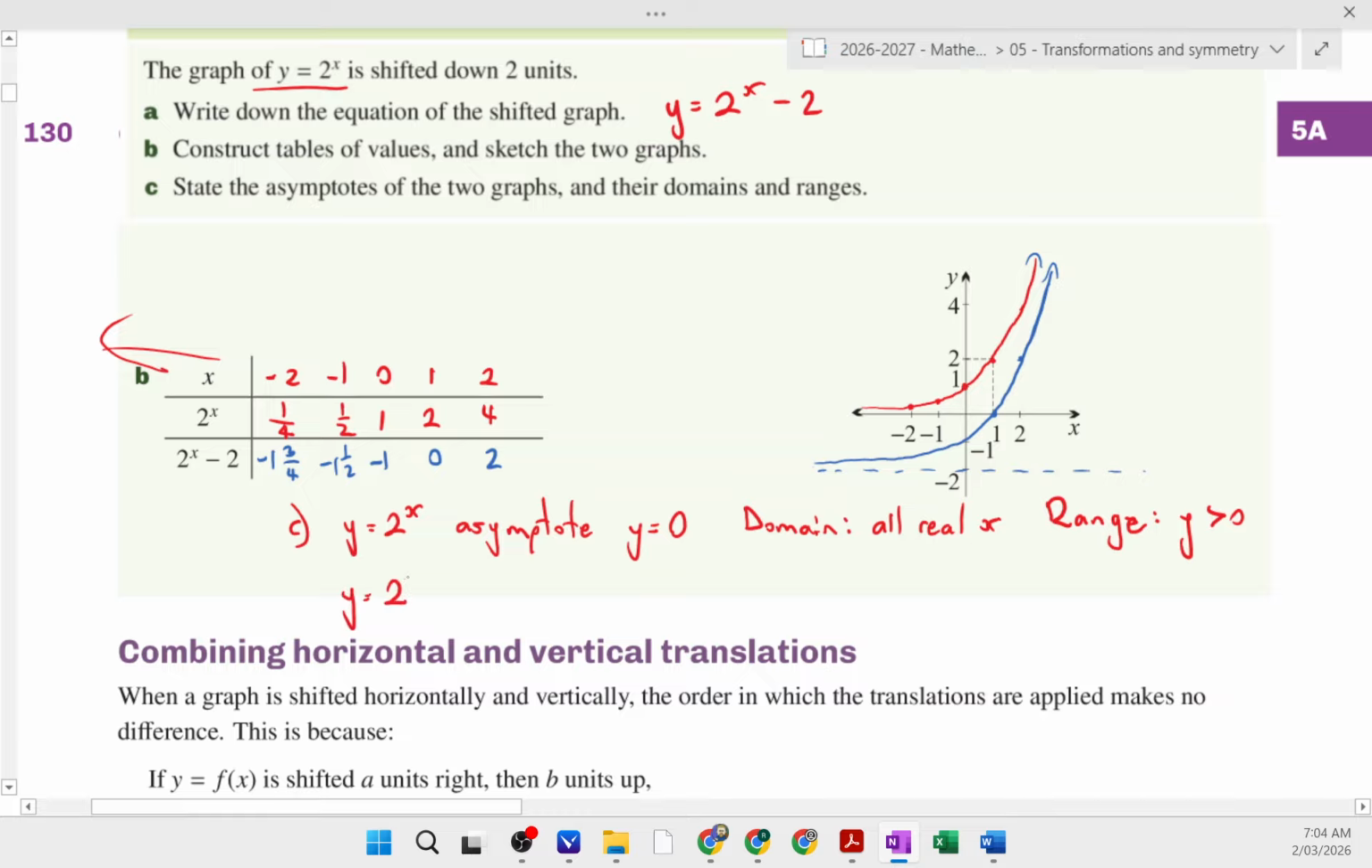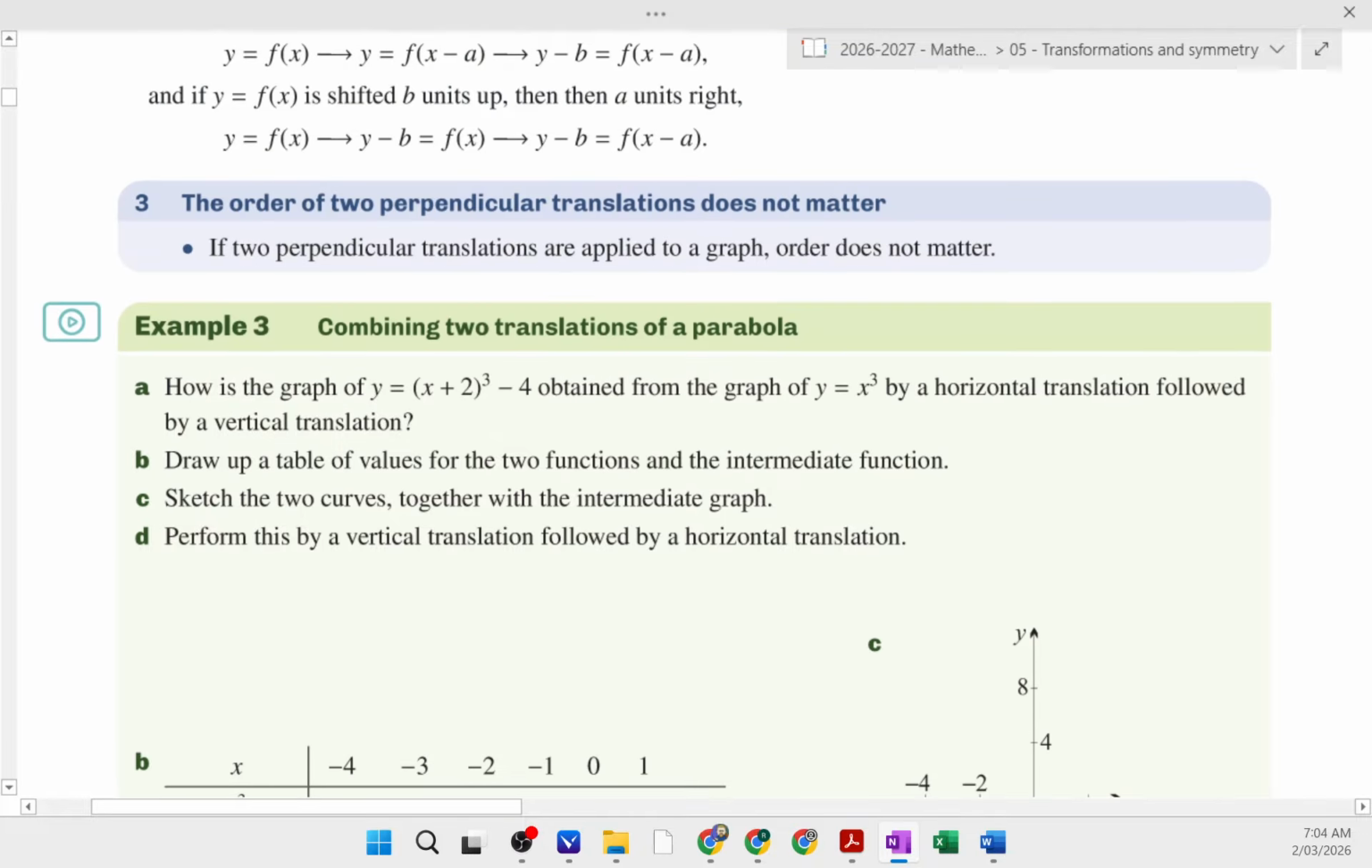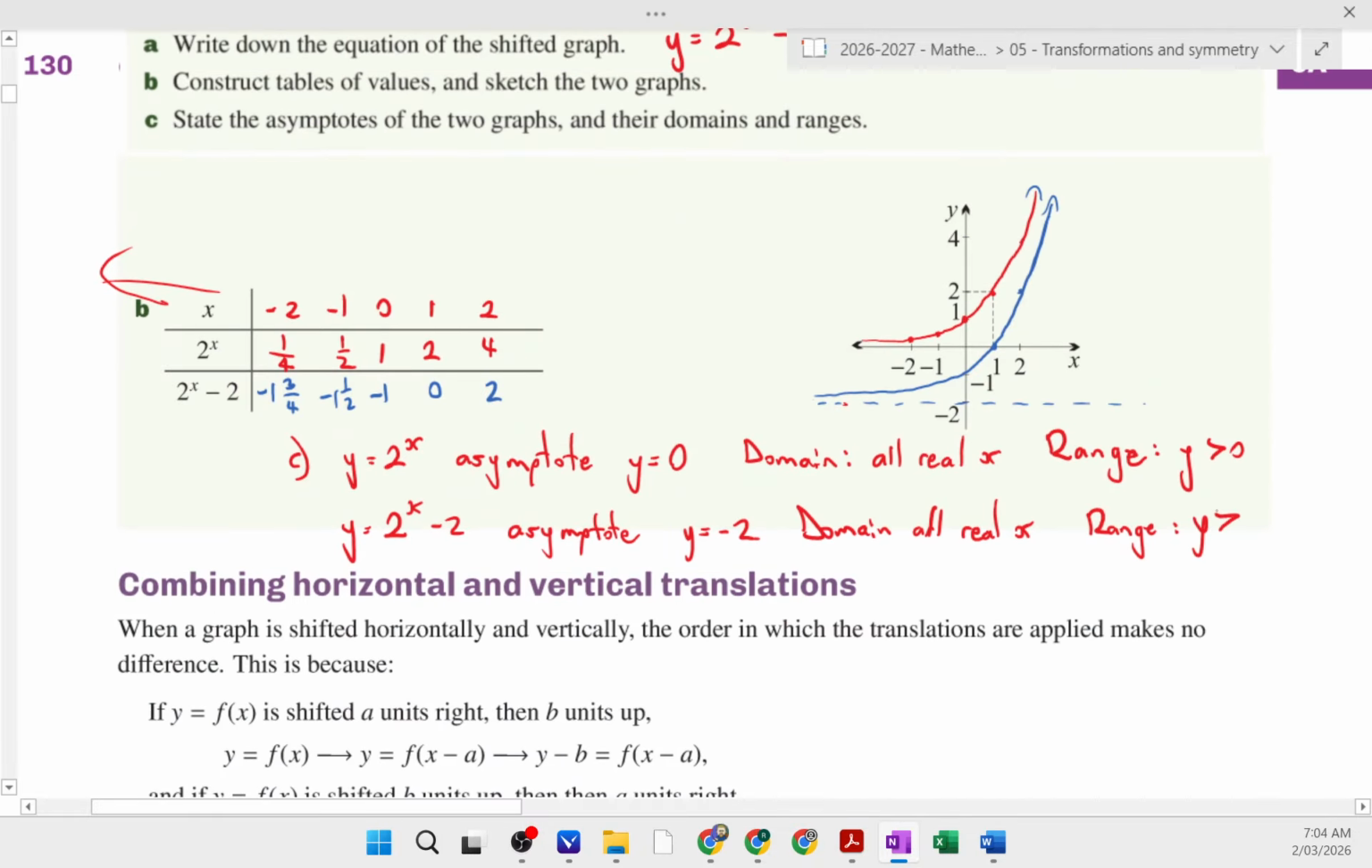With the next one, we've got 2 to the power of x minus 2. The asymptote is y equals minus 2. We've already looked at that, and I've already drawn the dotted line. Our domain doesn't change. It is still all real x. But for this one, the range, we have shifted it down, so we're still going to have y is greater than, but this time it's going to be greater than minus 2, because that's what we've shifted. All right. Done.